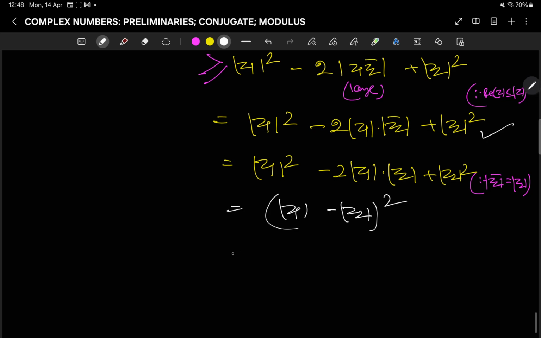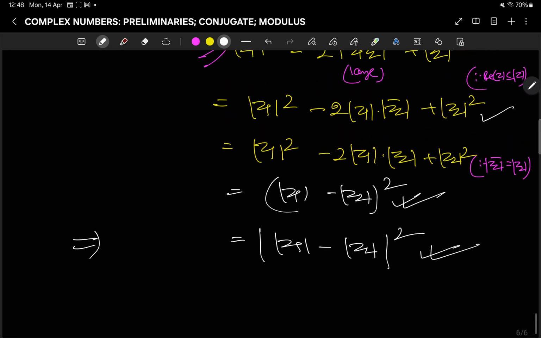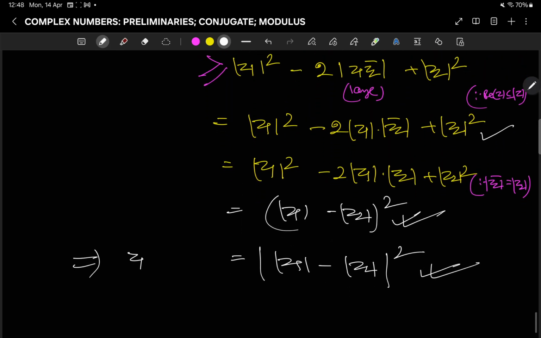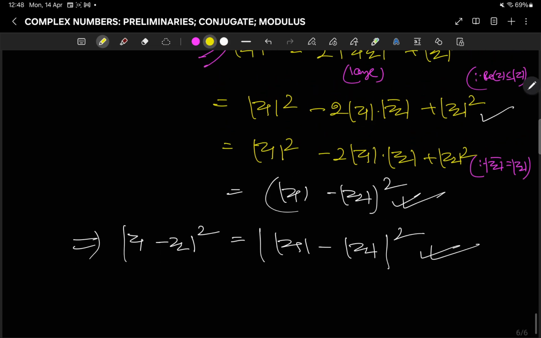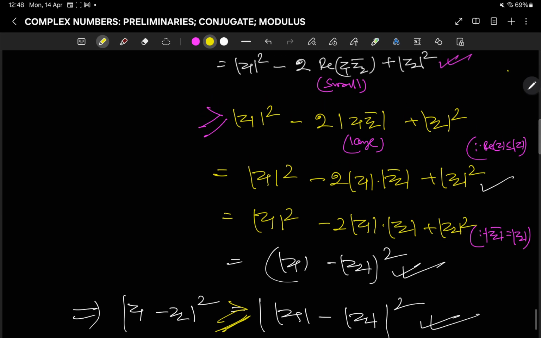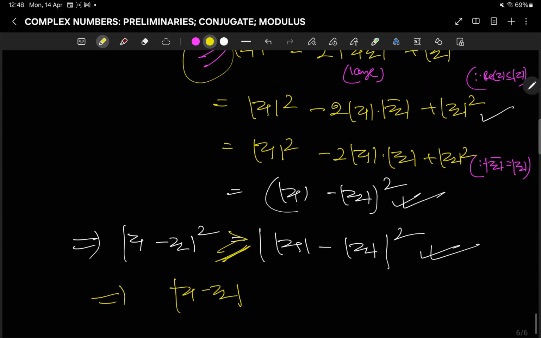So can I not write the same thing as |z1| minus |z2| whole mod square, because this is a positive quantity and this is also a positive quantity. So what am I getting here? I am getting |z1 minus z2| square. Now if I take the square root on both sides, what am I getting? |z1 minus z2| is greater than or equal to, because the greater than persists here, ||z1| minus |z2||. So this is proved. Okay, coming to some examples.